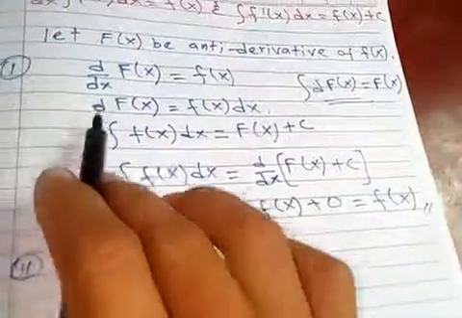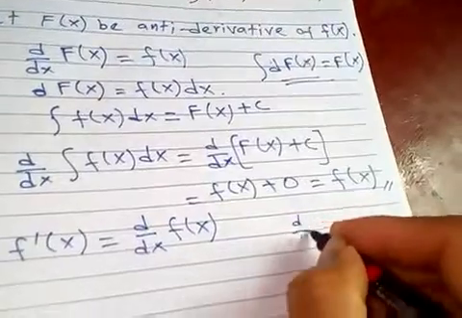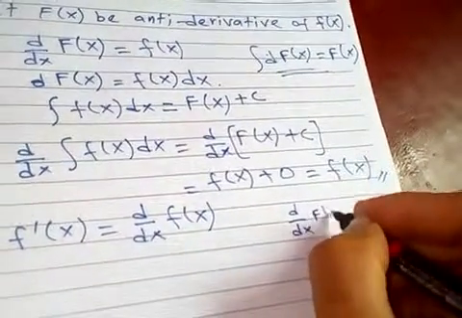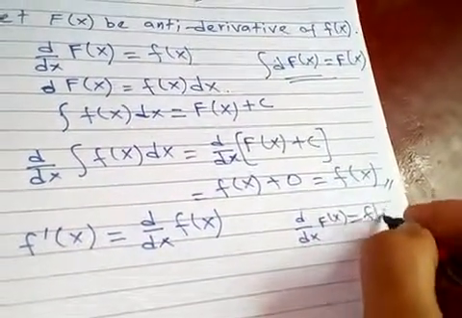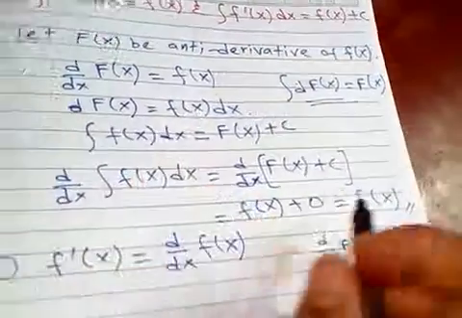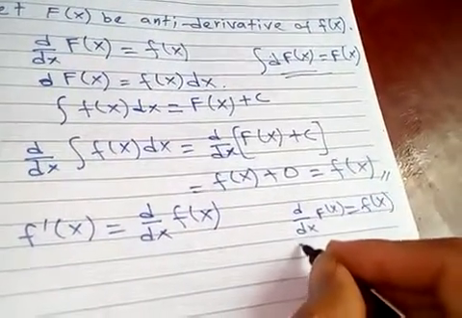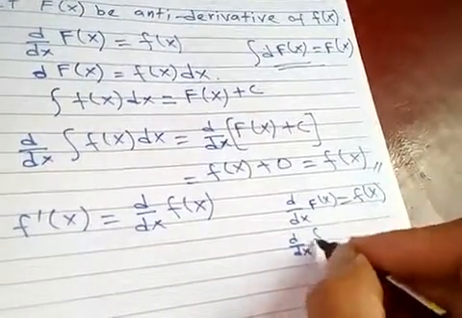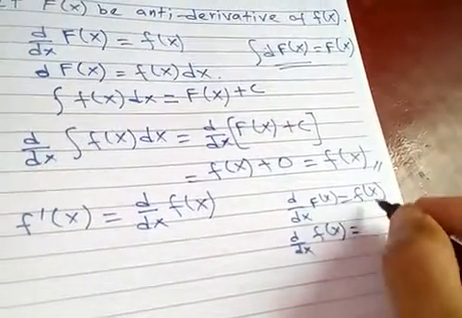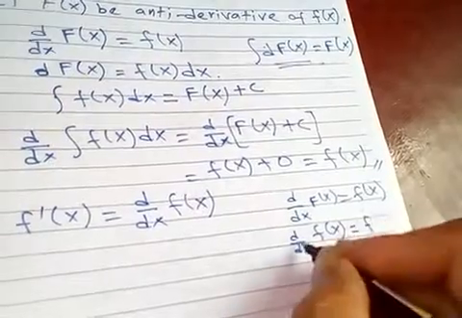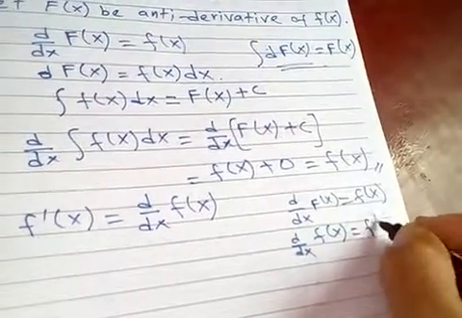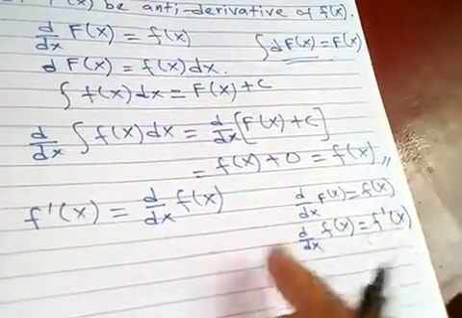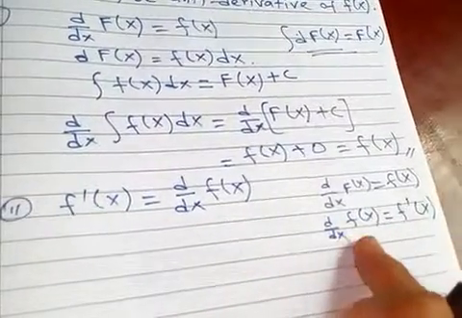How come is that? From this, d by dx of F of x is equal to f of x, am I right? So if I take the derivative once again, this whole term is nothing but f of x, which is equal to the right hand side. So you are going to take the derivative on the right hand side, and from this you can see this one.